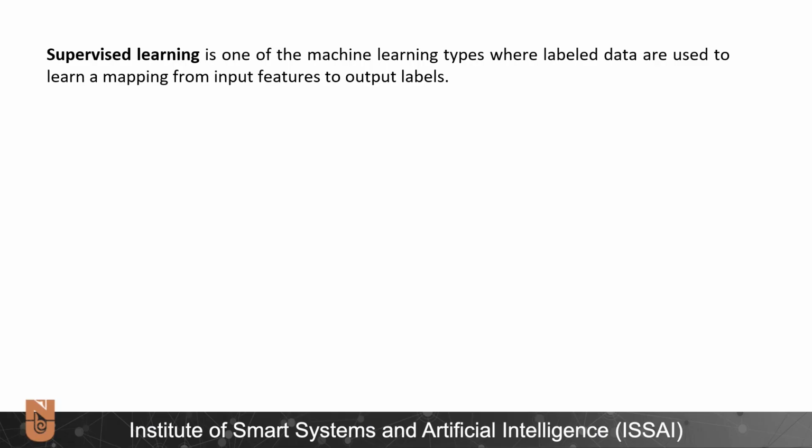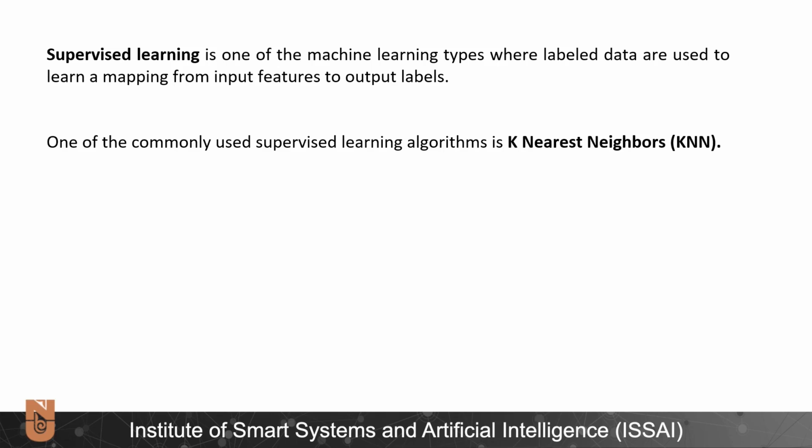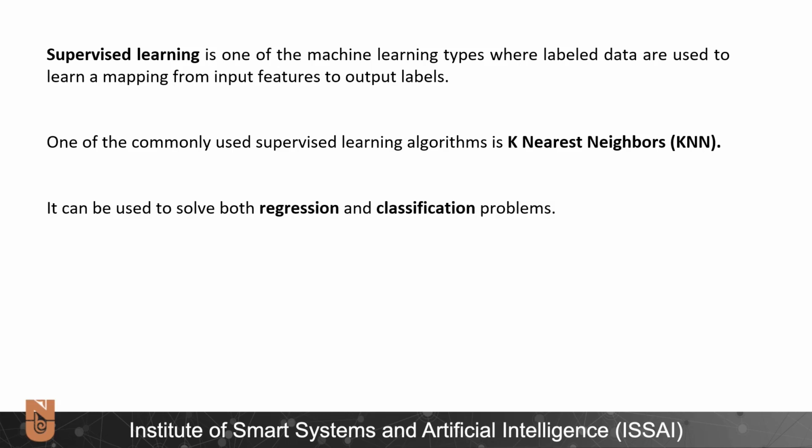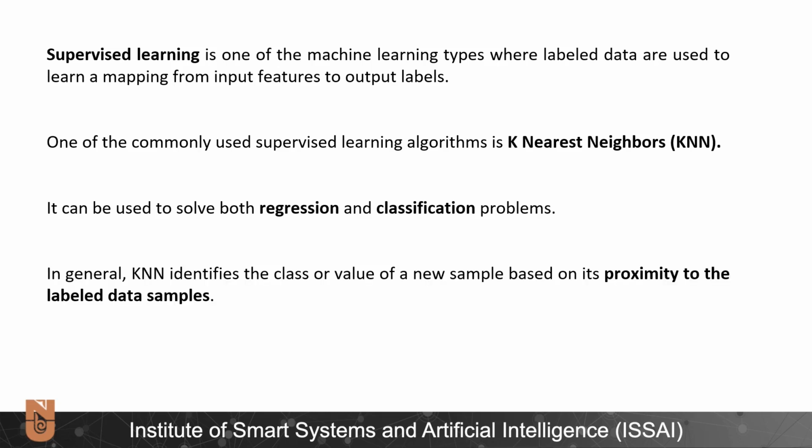To begin with, let's recap the definition of supervised learning. Supervised learning is one of the machine learning types where labeled data are used to learn a mapping from input features to output labels. One of the commonly used supervised learning algorithms is K-nearest neighbors. It is used to solve both regression and classification problems. In general, KNN identifies the class or value of a new sample based on its proximity to the labeled data samples.